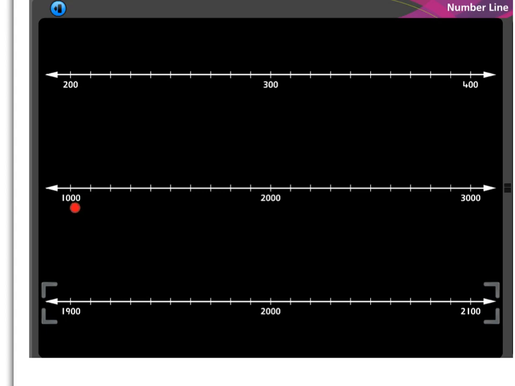Whereas in this one, each mark was worth 100. In this number line, each mark is worth 10. And I figured that out by looking at the number that they've given me on the number line and how many marks were in between. So if I put a little arrow now on this number here, I'll know that that number is 1,920 because we're going up in tens.